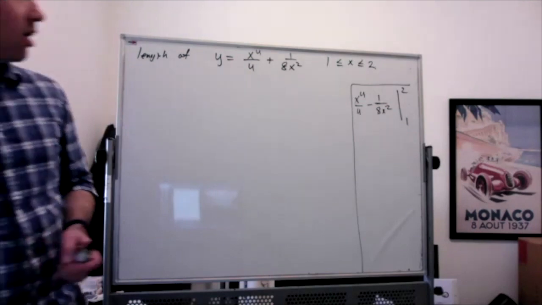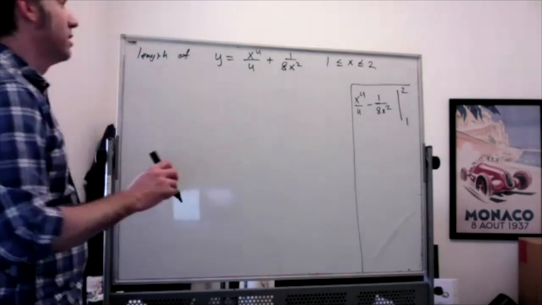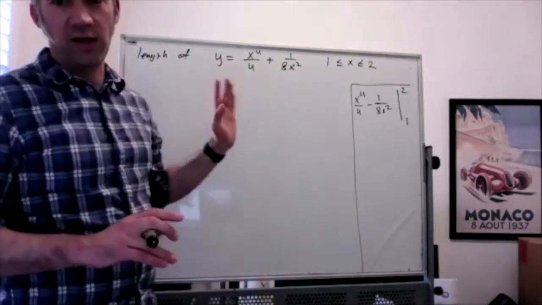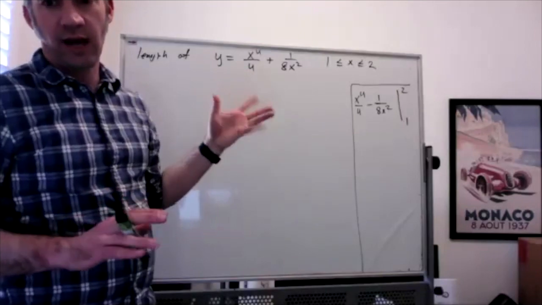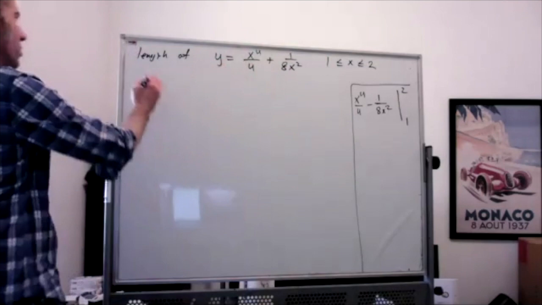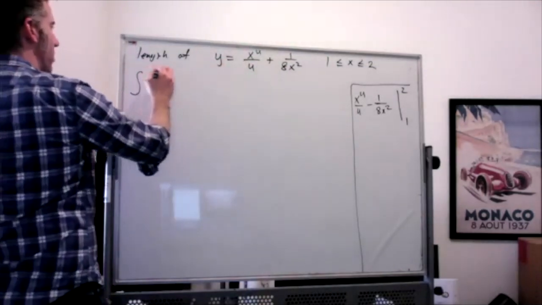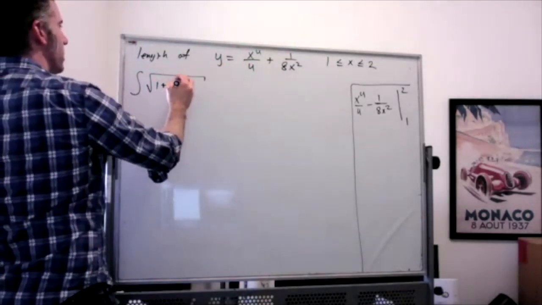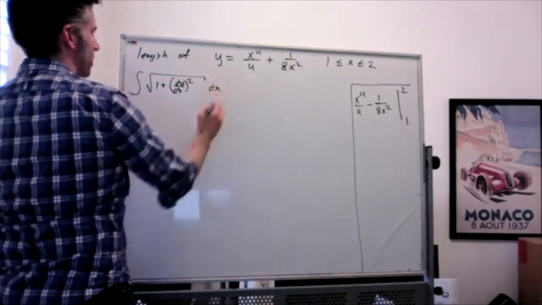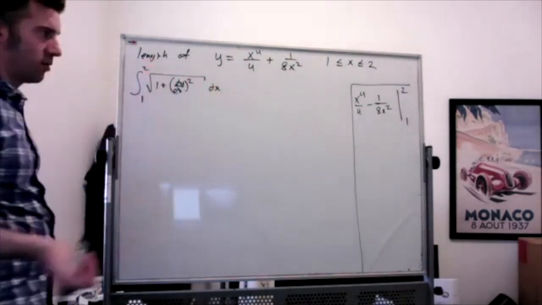All right, so here's what's going to happen every time. In fact, I would rather do the derivative and the squaring as one thing. So I know eventually I'm going to do the integral of the square root of 1 plus (dy/dx) quantity squared from 1 to 2. That's what I'm going to work on.